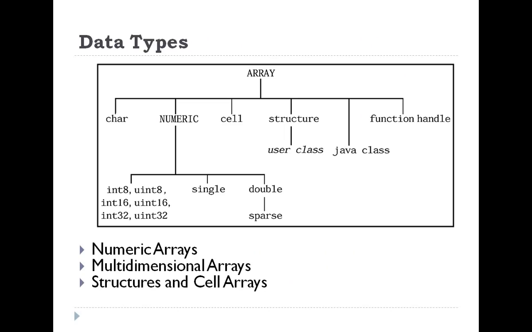Then data types. We already saw the data types, all the variables we can define in MATLAB, that is array. Define the array in character, in numeric, in cell, in structure, in function handle. Now structure and function handle are new ones. In the numeric array we can define the integer format, 8 bits, 16 bits, 32 bits, some signed and unsigned.